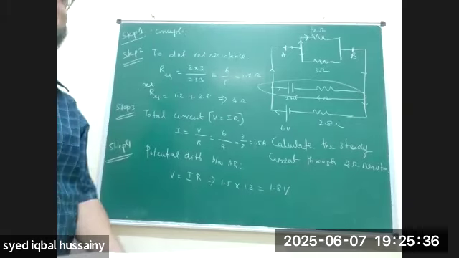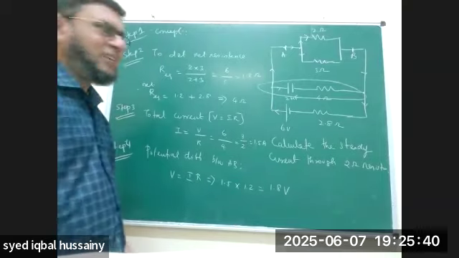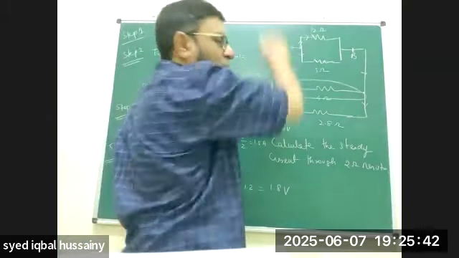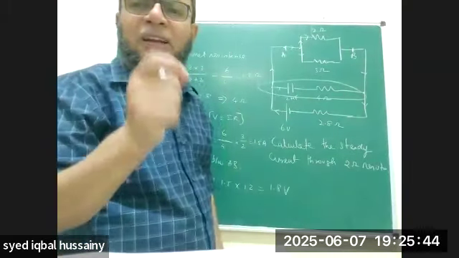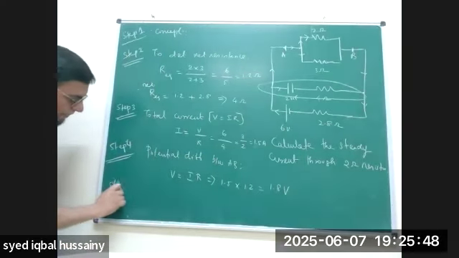Sir, is the current 0.9? Very good, Sharanya, fantastic. She gave the final answer. So the current that flows through the 2 ohm resistance is 0.9 ampere. Very good, beta. Step 5.